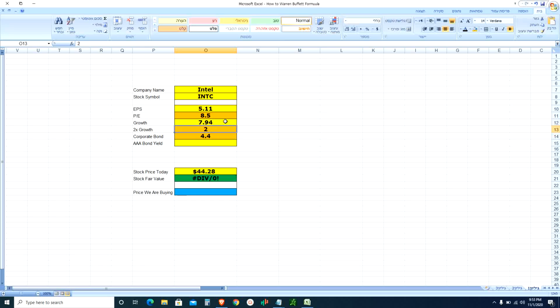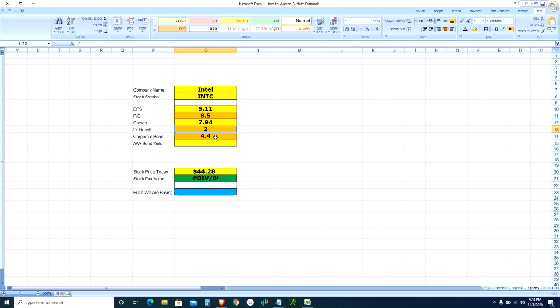And the growth rate is 2 times 7.94. That's what the formula says. That's another constant. We're not gonna change anything. It's gonna stay 2. And the corporate bond, it says to divide everything by 4.4. This was the corporate bond level, basic level in the year 1962. I'm not gonna argue with that. Some people say no, most people say just leave it like that. So I'm not gonna touch that.